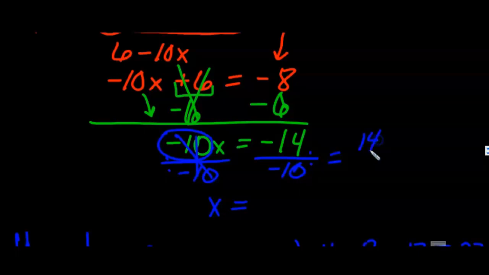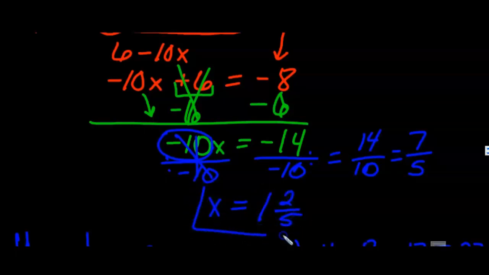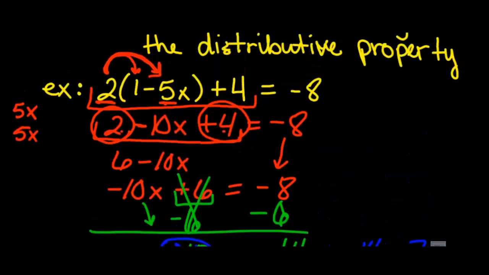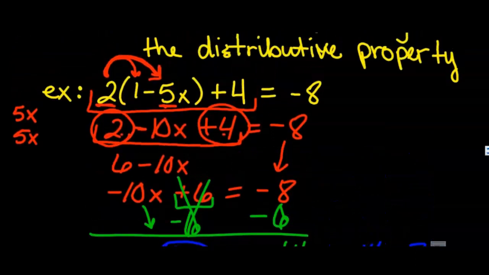If you're going the fraction route, okay, you have 14/10, which is 7/5. In other words, 1 2/5. Okay. All right. And then you can go ahead and always check by substituting 1 2/5 up here for x.